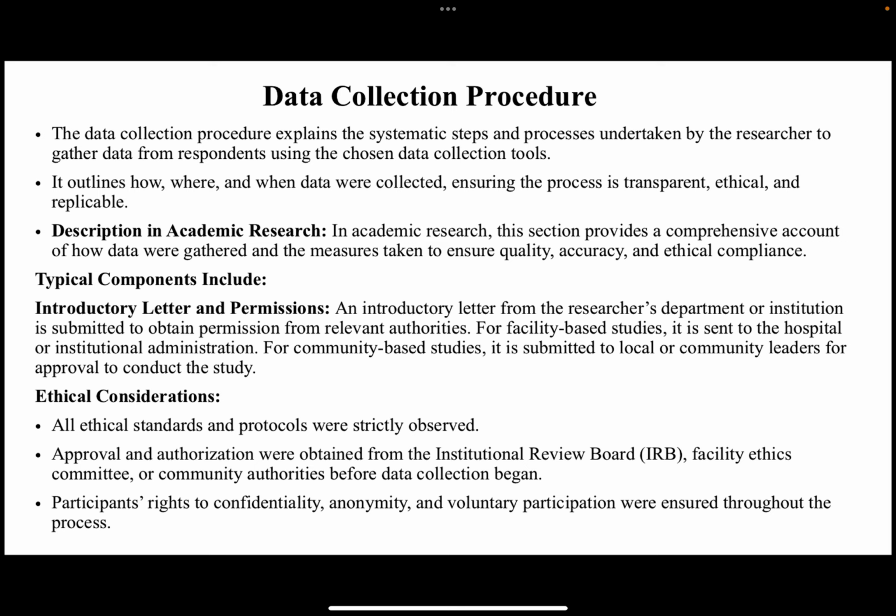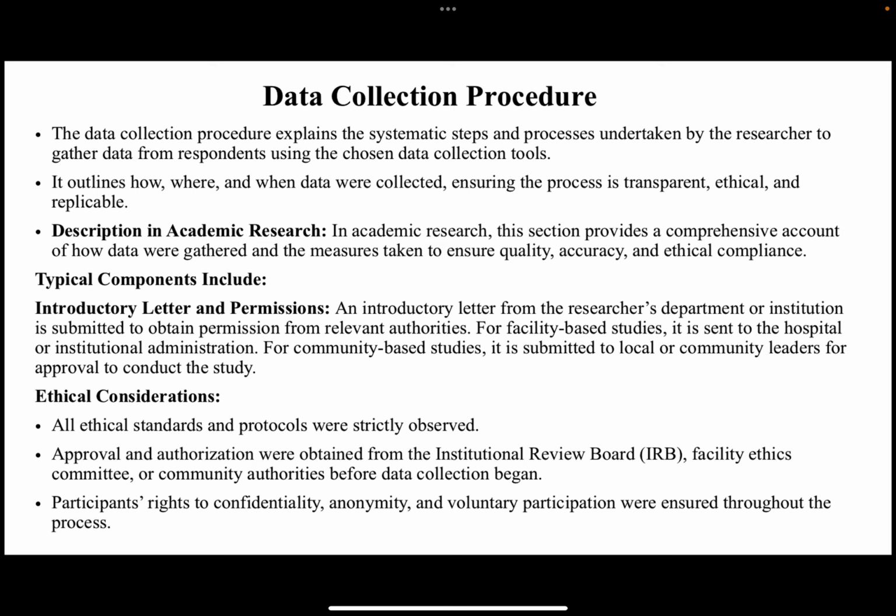Is that okay? Great. So participants' right to confidentiality, anonymity, and voluntary participation were ensured throughout the process. All these have to be explained when you are describing the data collection procedure. Remember, the data collection procedure is a practical thing that you have to do, just that you are required to write it, to draft it, within your methodology section in a proposal or in the actual project work or a thesis. Is that okay? So it's a practical step.